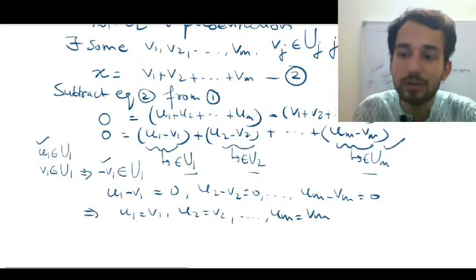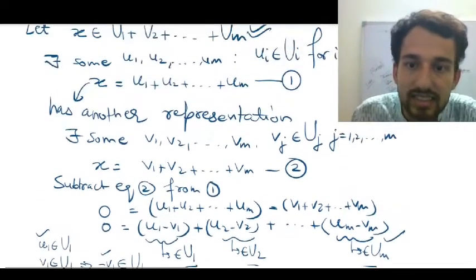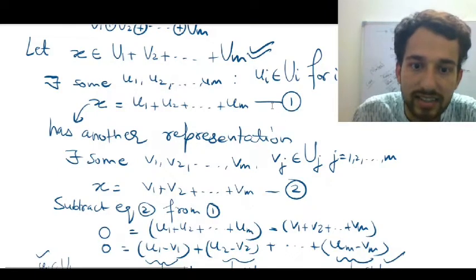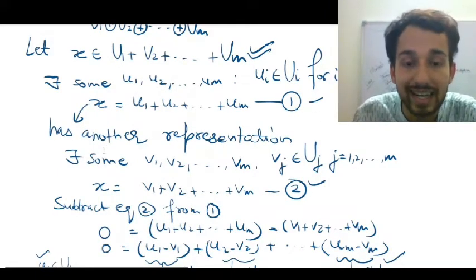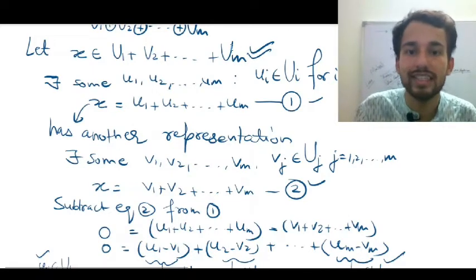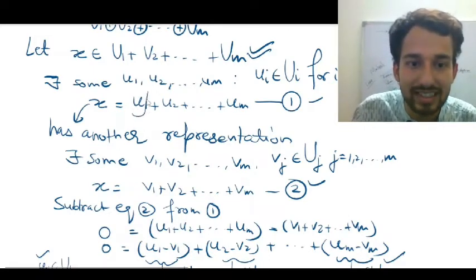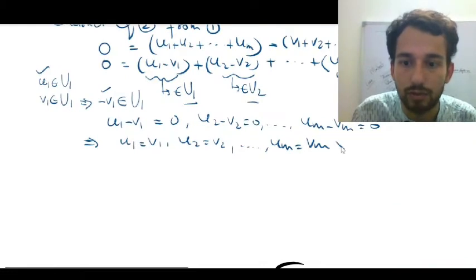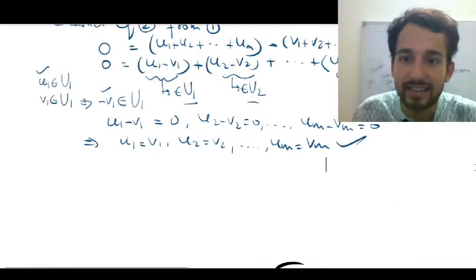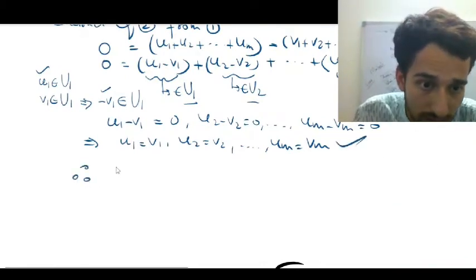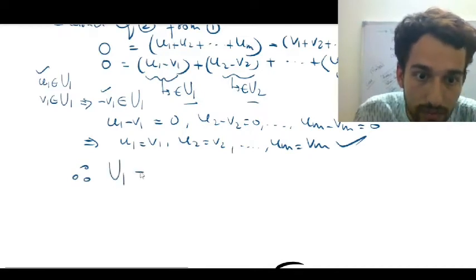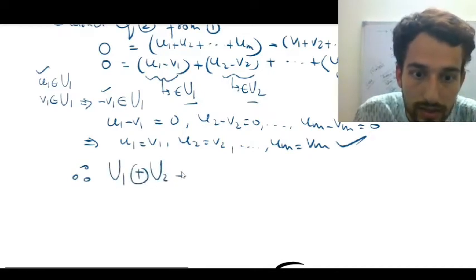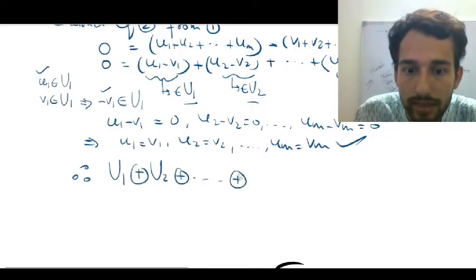So what we have shown is that in the starting I assumed there are two representations for my given x, an element of the sum of these subspaces, but I concluded that they are the same. So there is only a unique representation, which I have proved here. So I'm done. Therefore that sum forms a direct sum. This completes the proof of the other way.